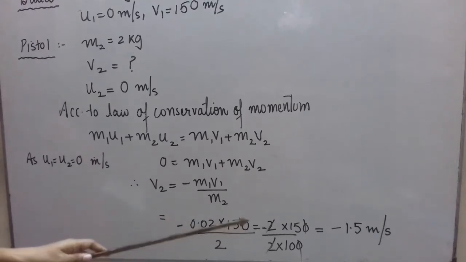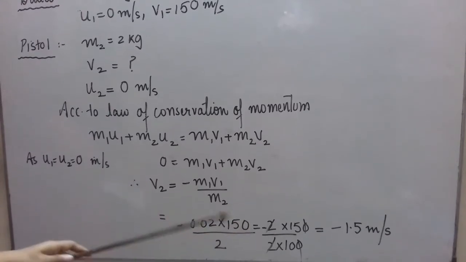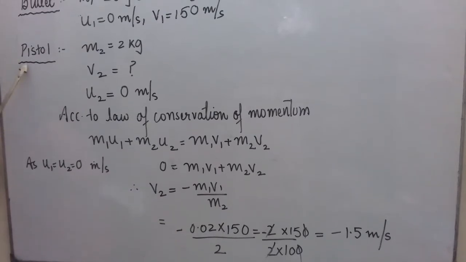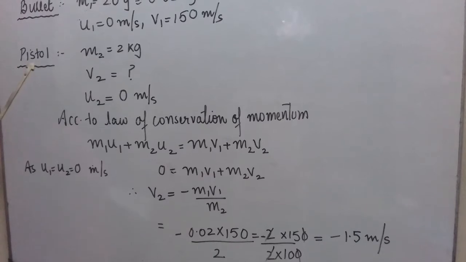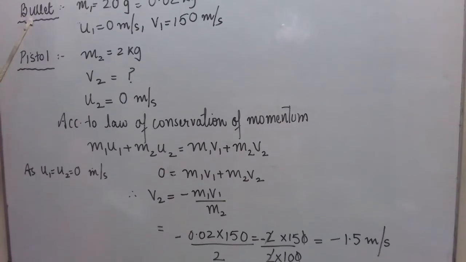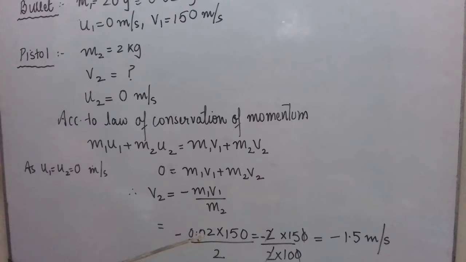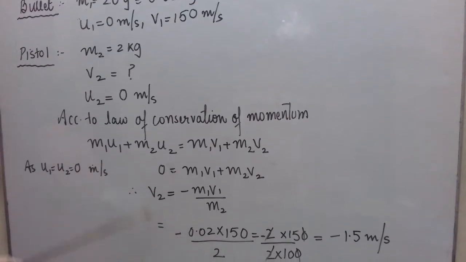The negative sign of the recoil velocity of the pistol indicates that the pistol moves in a direction opposite to the direction in which the bullet moves. So please do write that sentence at the end. Okay? I hope this numerical is clear to you.